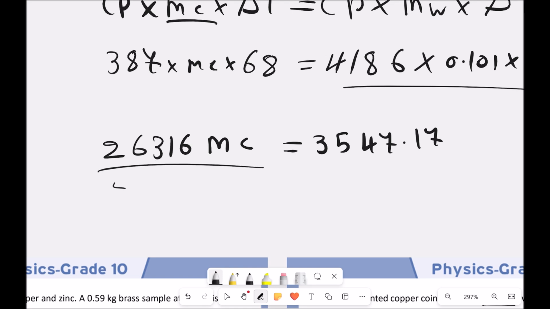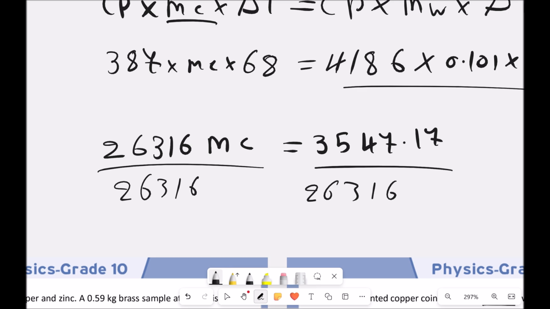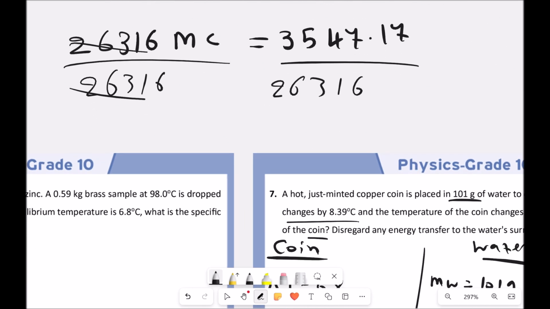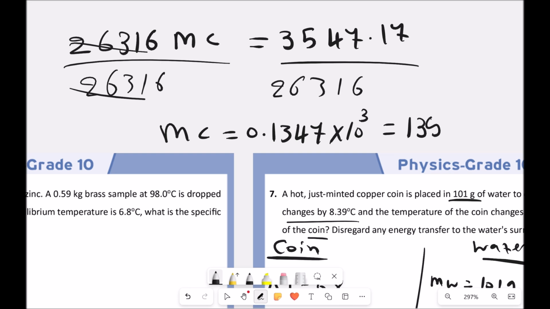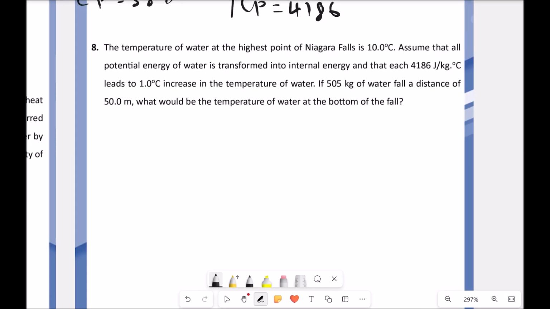Divide this by this number, 26 times 316, and this one too, 26,316. Cancels. Mass of the copper is going to be equal to 0.1347 times 10 to the power of 3, or basically 135 gram.